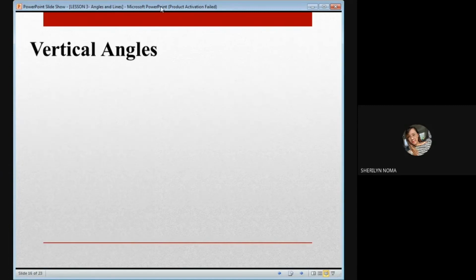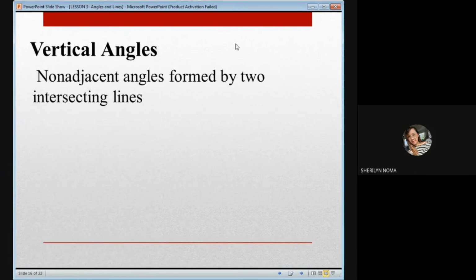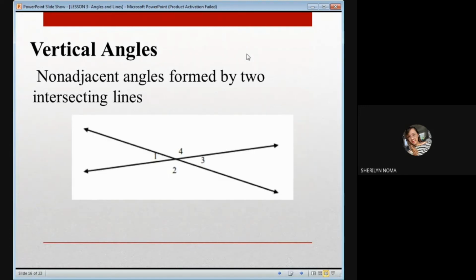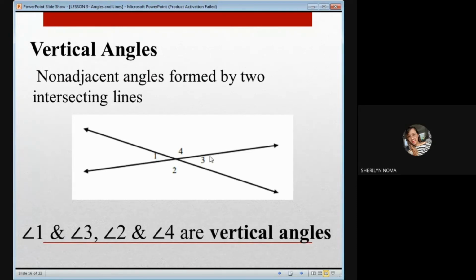The vertical angles. When we say vertical angles, they are non-adjacent angles formed by two intersecting lines. Say for example, this is the figure. We have four angles: angle 1, angle 2, 3, and 4. Angle 1 and angle 3 are vertical angles. Magkatapatan po ang vertical angles. Angle 2 and angle 4, magkatapat po, vertical angles din sila.